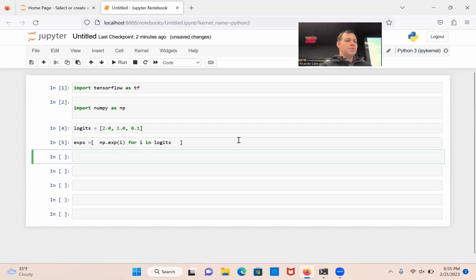I don't get this. I don't know what is going on with this computer. What do you guys think? Should I restart it or? All right, so I'll do this.